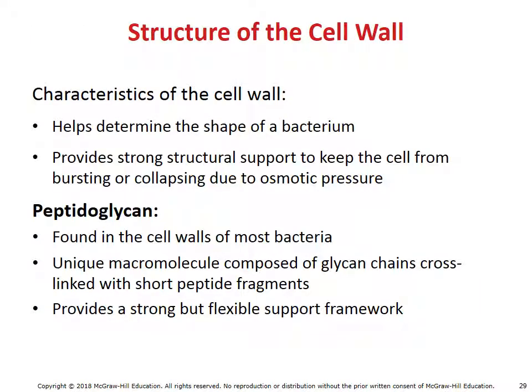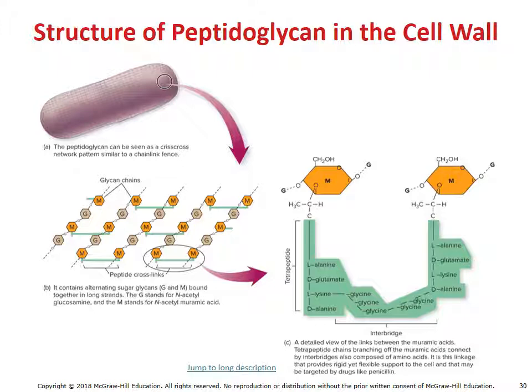The cell structure, as we said before, of the cell wall is going to primarily be made of peptidoglycan. Peptidoglycan is by far a common feature in bacteria, and it's made up of a very unique macromolecule basically composed of glycan chains cross-linked with short peptide fragments. So essentially peptidoglycan, peptides and sugars. And it's important again that it provides this network that gives a strong but yet flexible frame. So you can see this pattern here.